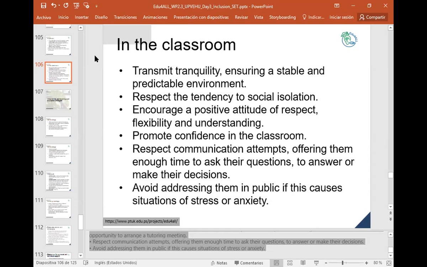Promote confidence in the classroom so that they are encouraged to ask for something to be repeated that they have not understood. They have a lot of difficulties when it comes to requesting help. When they have a question, they are likely to not ask it. Like the rest of the classmates, ask them from time to time if they follow the explanations and give them from time to time the opportunity to arrange a tutoring meeting. Respect communication attempts, offering them enough time to ask their questions, to answer or make their decisions. Avoid addressing them in public if this causes situations of stress or anxiety.